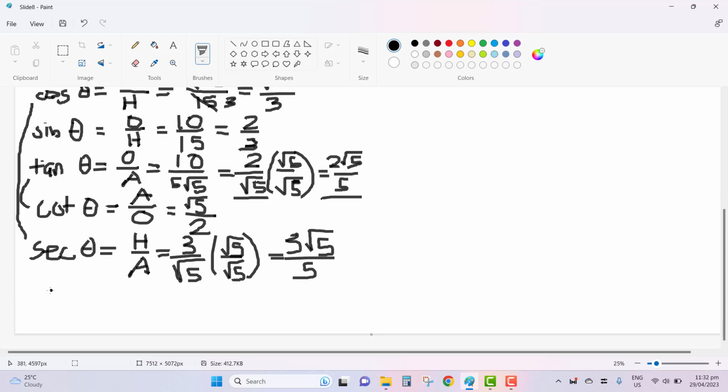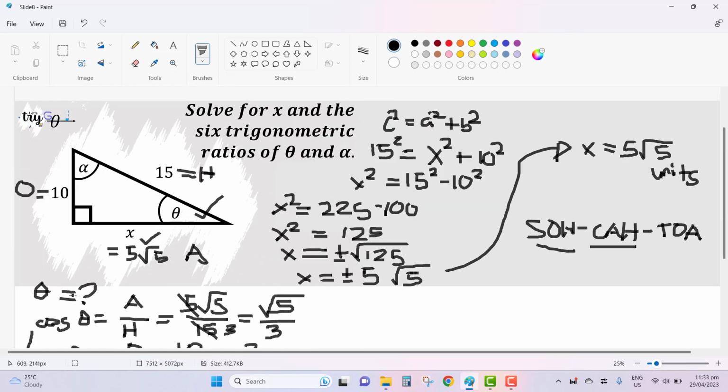Finally, for our cosecant theta, this is the reciprocal of your sine. So sine is opposite over hypotenuse. We just simply use here hypotenuse over the opposite side, or the reciprocal of 2/3, which is 3/2. So these are the 6 trigonometric ratios of angle theta.